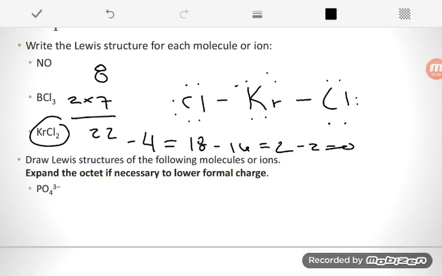We don't really like it, but krypton's okay with it because, again, we count as formal charge. Krypton has 8 valence electrons. Right now he has 6 dots and 2 lines. His formal charge is 0. He's perfectly happy to accommodate those 2 extra electrons.